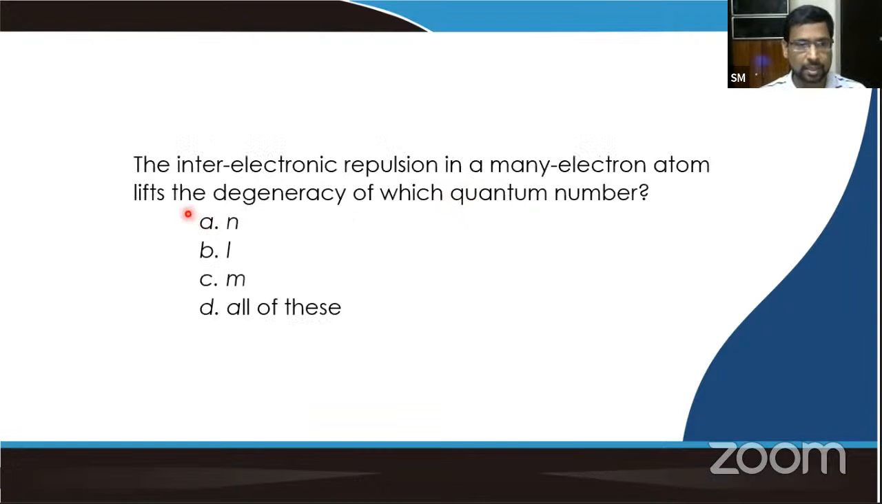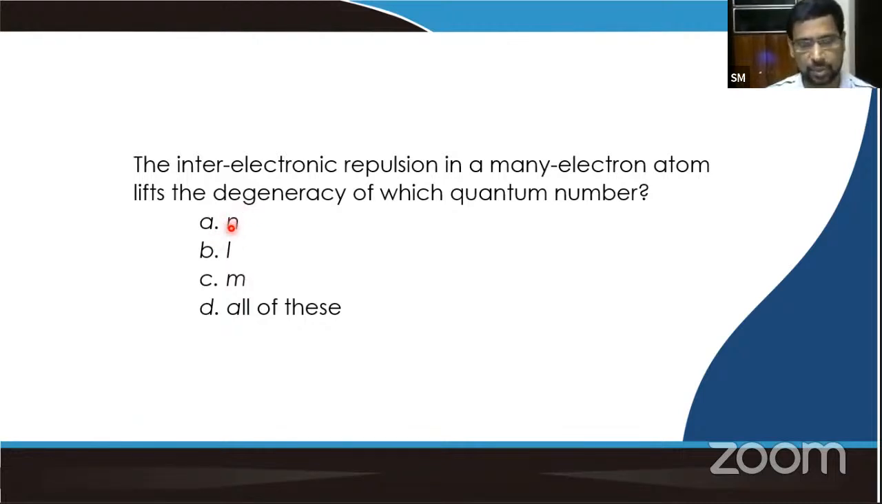We look at another problem here. It says, we have a many-electron atom. The interelectronic repulsion can lift which kind of degeneracy? The degeneracy of which quantum number? Is it the principal, or the azimuthal, or the magnetic, or all of these? The question relates to the situation where we have to compare, let's say, the hydrogen-like system, which is essentially a one-electron system, there is only one electron, to any other many-electron system.